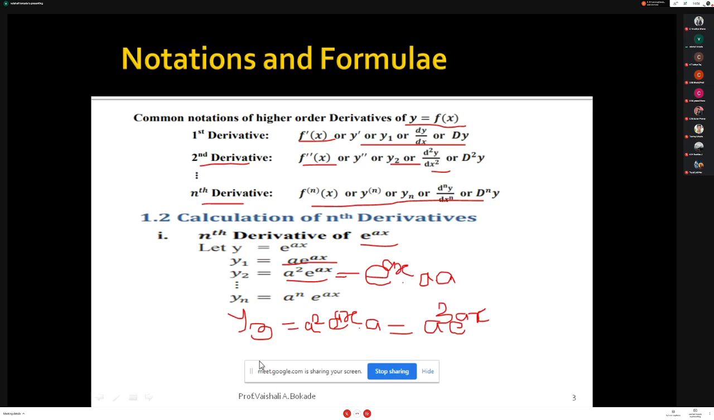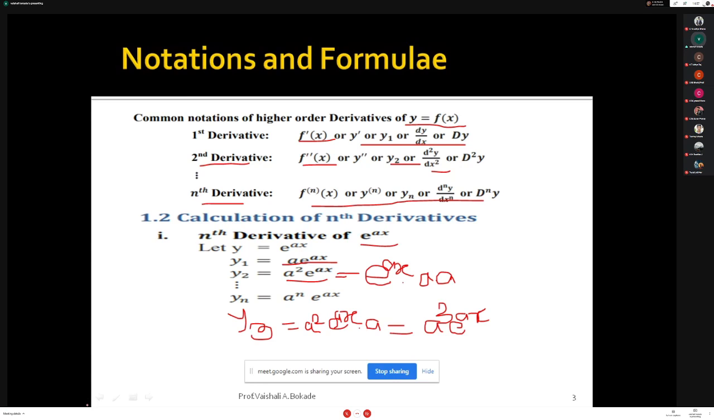Just observe. y1 is a into e raised to ax, y2 is a square e raised to ax. In a similar manner, y3 is a cube e raised to ax. Can you guess what you'll have for y4? Yes, y4 is a raised to 4 e raised to ax, and y5 will be a raised to 5 e raised to ax. Like that way, I proceed to find the nth derivative.